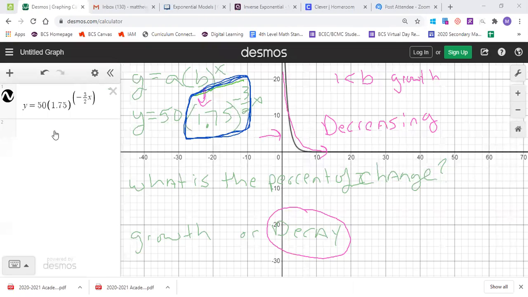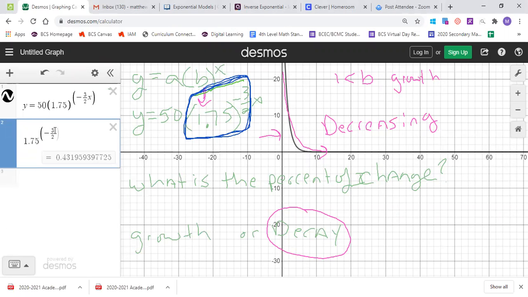So let's type that piece in. 1.75 caret, put in parentheses, -3 divided by 2. And when I do that, close that out, notice what it gives me. It gives me 0.43195. And for ease, I'm just going to use 0.43.